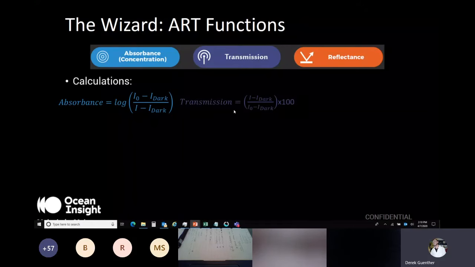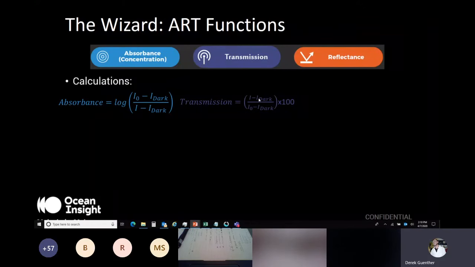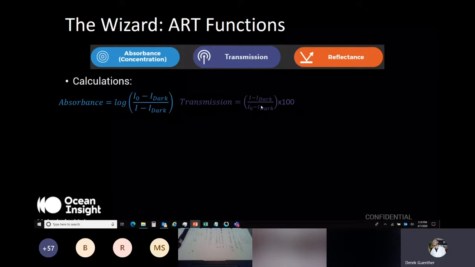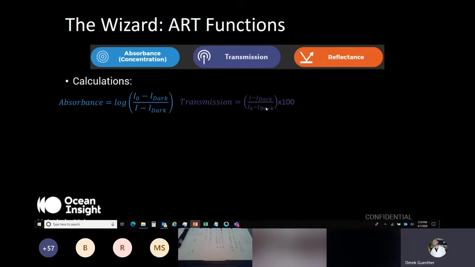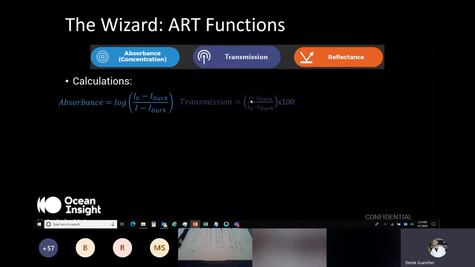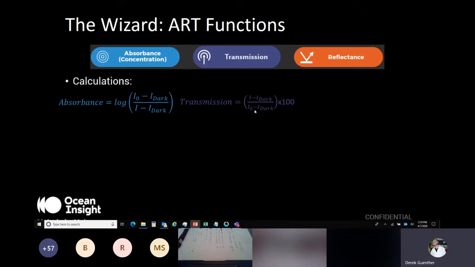Now, transmission is looking at that same basic ratio, but it has this term on the bottom here. So this is essentially just a percentage. So it's percent transmission of the dark corrected live feed over the dark corrected reference feed multiplied by 100. And the reflectance measurement's the exact same thing as the transmission.